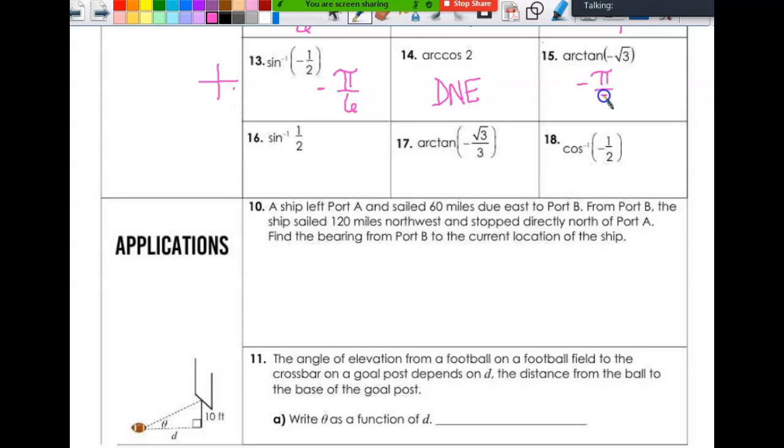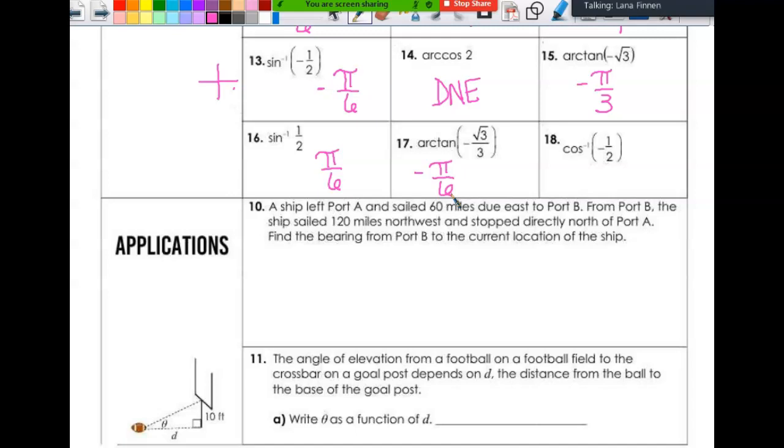All right, sine inverse of 1/2. Jake Cruz, what's that? Pi over 6. Good deal. All right. Now arctangent of negative square root of 3 over 3. Jesus, what's that? Negative pi over 6. You got it. Thank you. And then cosine inverse of negative 1/2. Vanessa, what's that?